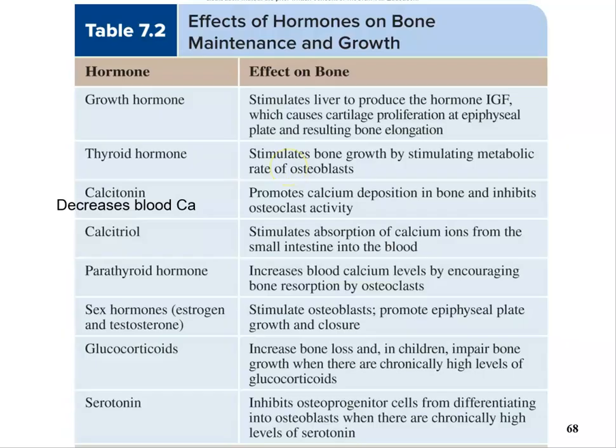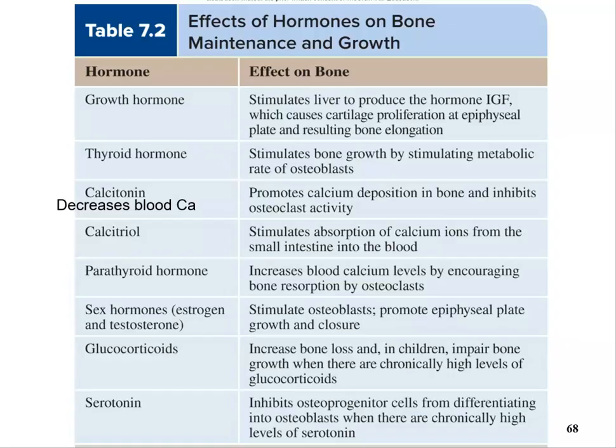Calcitonin is going to promote calcium deposition in bone, and it's going to inhibit osteoclast activity. So all of that is going to decrease blood calcium. Calcitriol and parathyroid hormone are going to increase blood calcium. Calcitriol stimulates the absorption of calcium ions from the small intestine, and parathyroid hormone increases blood calcium levels by encouraging bone resorption by the osteoclasts.